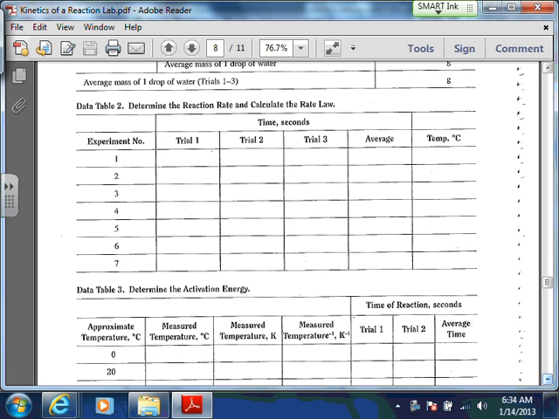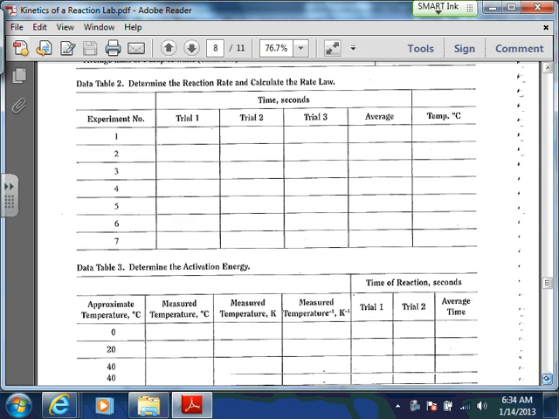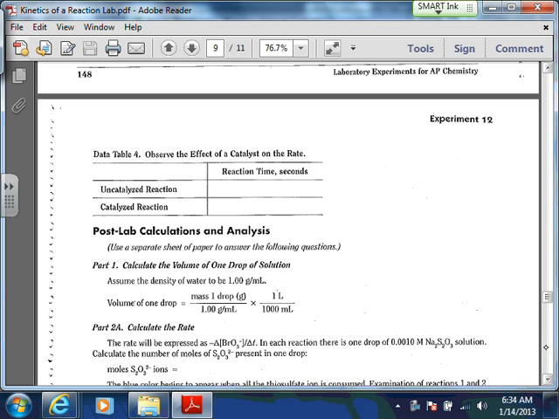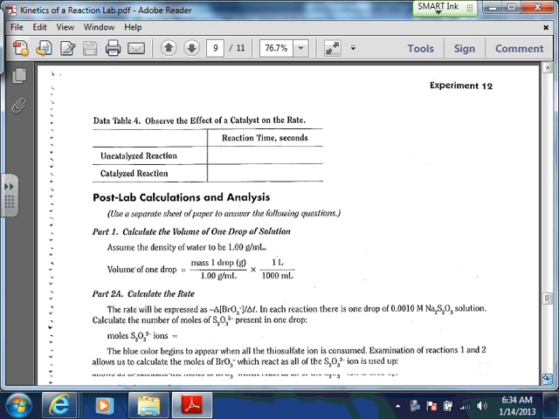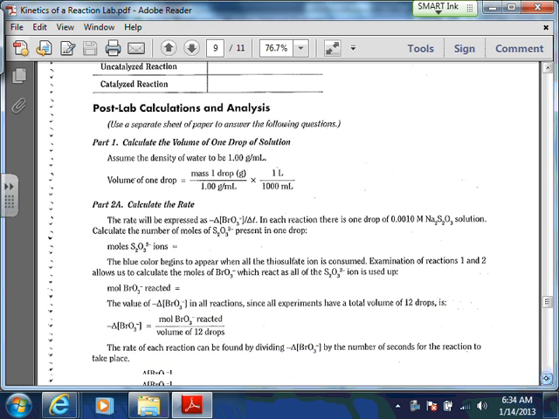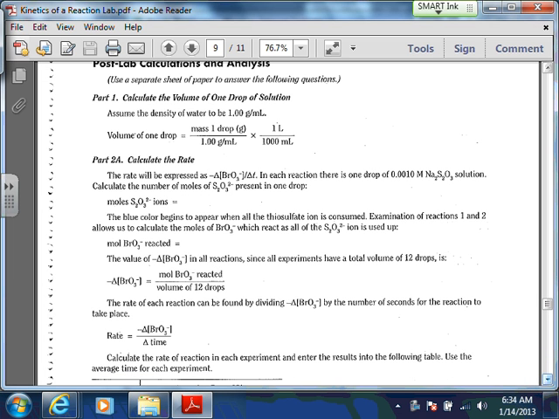So you get the mass of 1 drop of water, okay? And then, like we just talked about, you're going to come down here and use that mass, divide it by the density, and divide it by 1,000, okay? Then to calculate the rate, we're going to express it as the change in the BrO3 minus with respect to time. Again, we could have picked any of these species, but we're going to use that one.